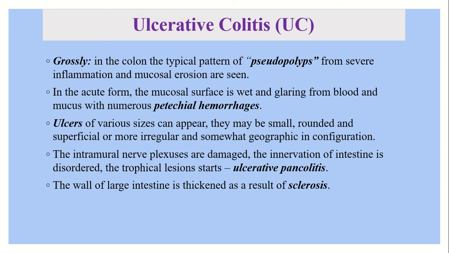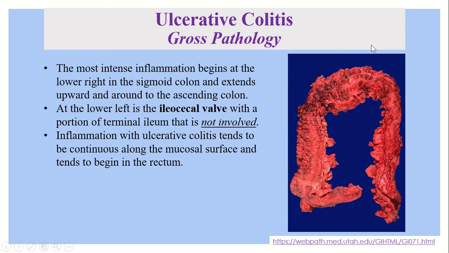They may be small, rounded, and superficial, or more irregular and somewhat geographic in configuration. In this ulcerative colitis, the nerve plexus also is damaged, and the innervation of the intestines is disordered. The trophic lesion starts. We call it ulcerative pancolitis. As we said, the wall of the large intestine is thickened as a result of the sclerosis. The gross pathology of ulcerative colitis: the most intense inflammation begins at the lower right in the sigmoid colon and extends upward to the ascending colon. Here we see the ileocecal valve with a portion of the terminal ileum that is not involved. But ulcerative colitis tends to be continuous along the mucosal surface and tends to begin in the rectum.